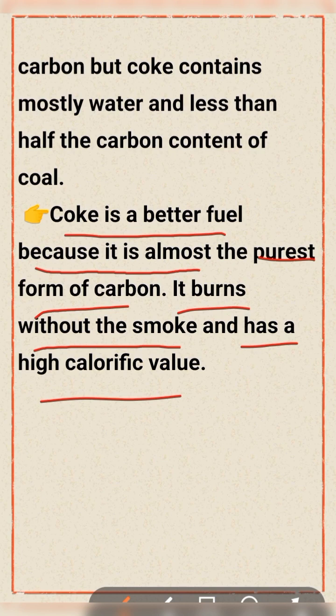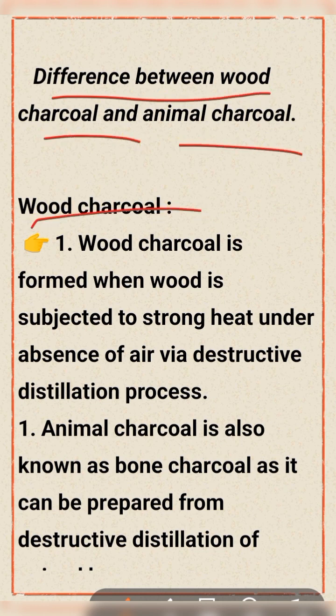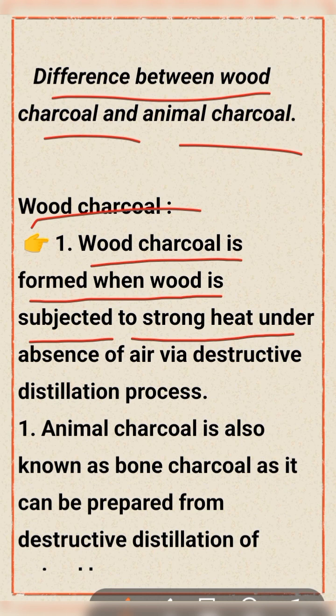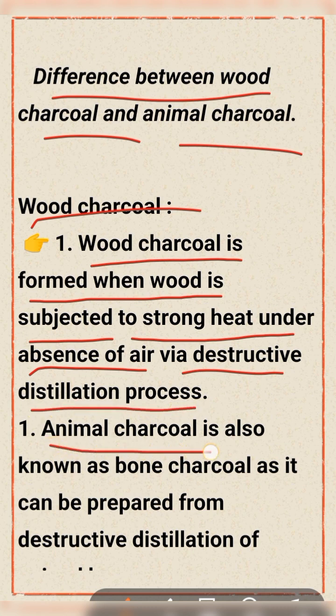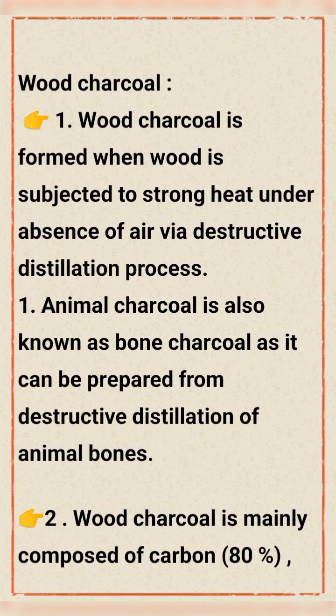Okay. Thank you. Now difference between wood charcoal and animal charcoal. Wood charcoal is formed when wood is subjected to strong heat in the absence of air via the destructive distillation process. But animal charcoal is also known as bone charcoal as it is obtained from destructive distillation of bone, that is the animal bone.